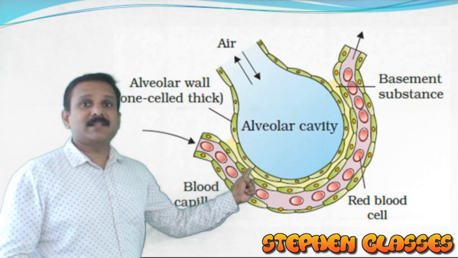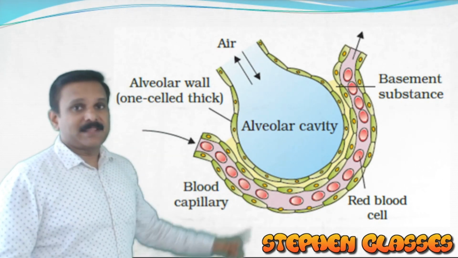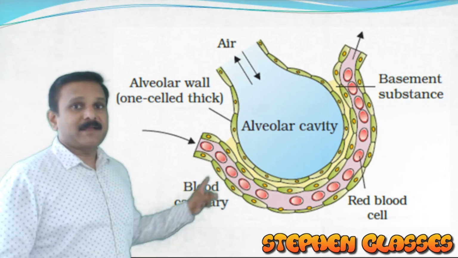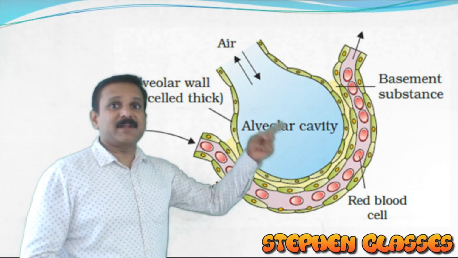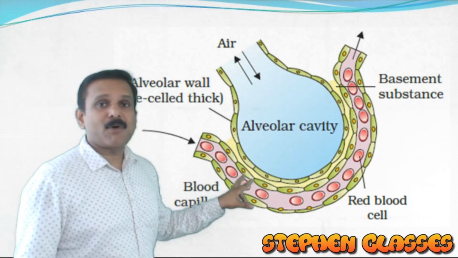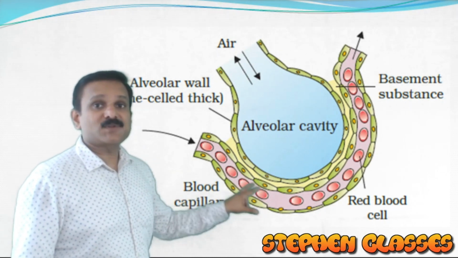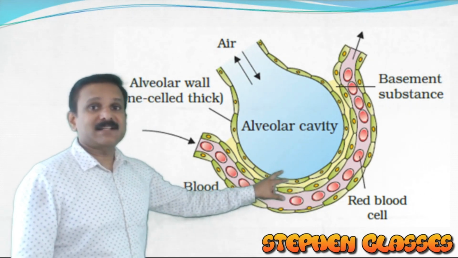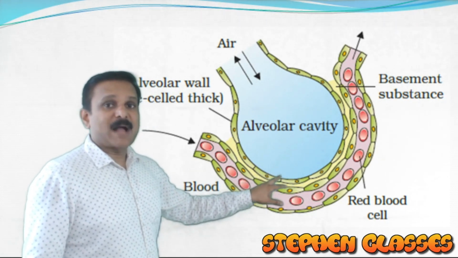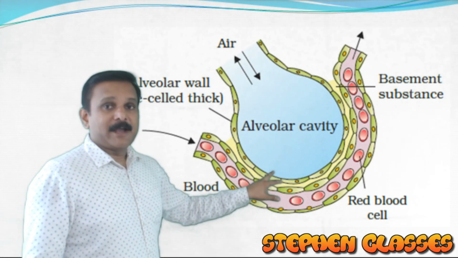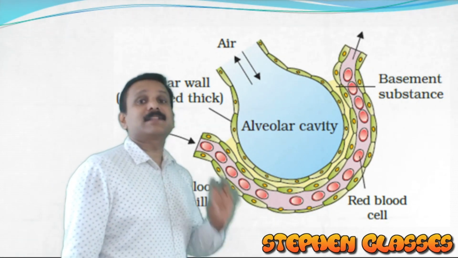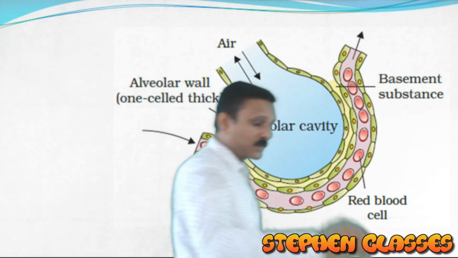Then this yellow portion, that is the basement membrane. Then another region will be the layer of capillary. A single-layer thick blood capillary is also present there. The wall of the capillary will have only one layer of cells that is also made up of squamous cells. So these are the three layers: a layer of squamous epithelium of the alveolus, a basement membrane, and endothelium of the blood capillary. These are the three layers of the respiratory membrane. So we have a question for you.